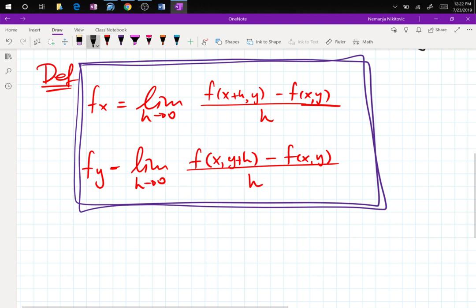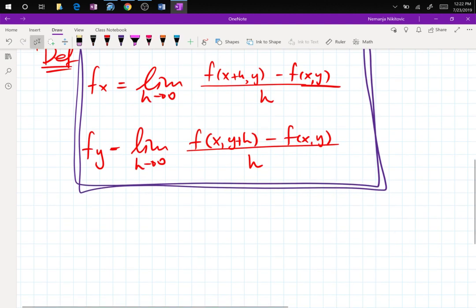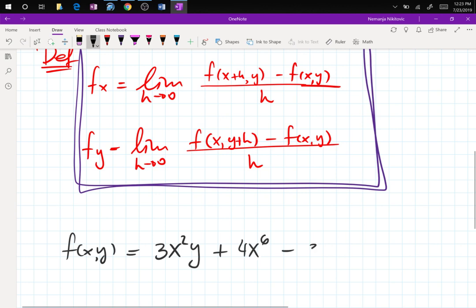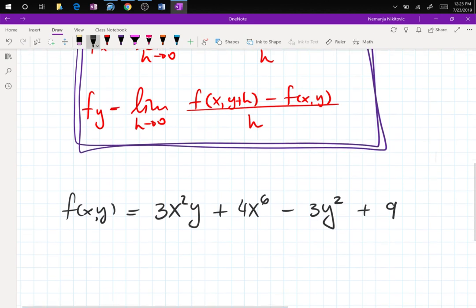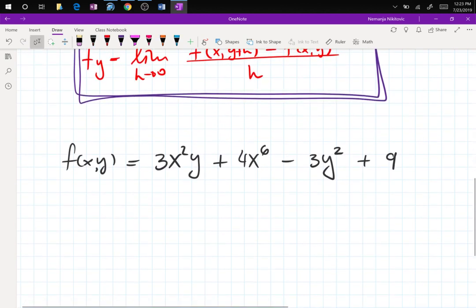Now, the way to take the derivative is you ignore other variables if they are multiplied or divided into the variable you are taking the derivative of. And if they are in a separate term, they act as constants, and the derivative of them would be 0. So if I have a function f of (x, y) equal to 3x squared y plus 4x to the 6 minus 3y squared plus 9, this is a good function for us to see the way these things work.